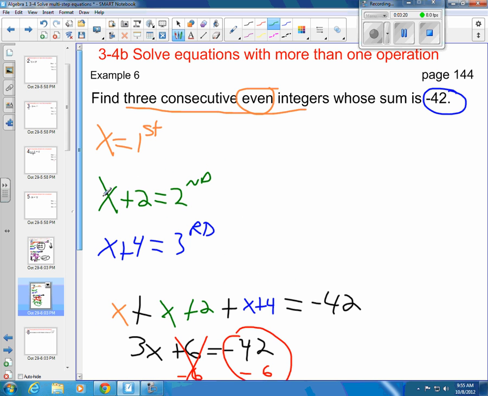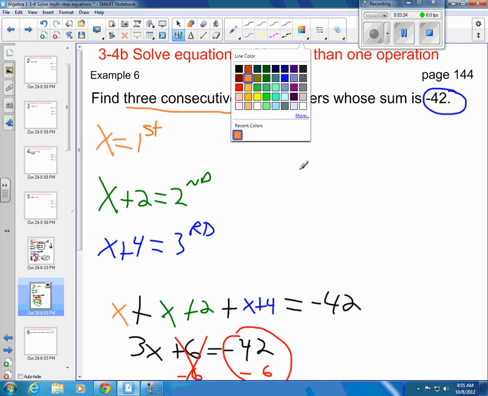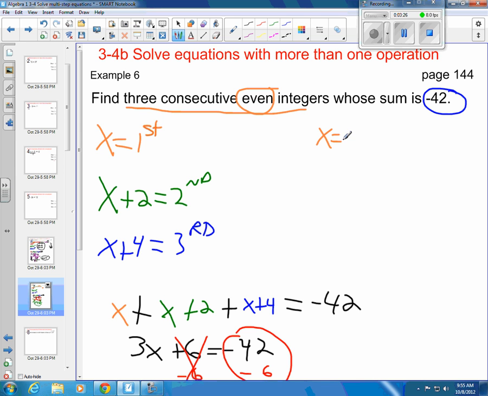So I'm going to go back up to the top, and so let's see, grab my orange. So x is going to be equal to a negative 16. And if I add 2 to that, then x plus 2 would be equal to a negative 14. And then if I add 2 more to that, so x plus 4 would make that a negative 12.